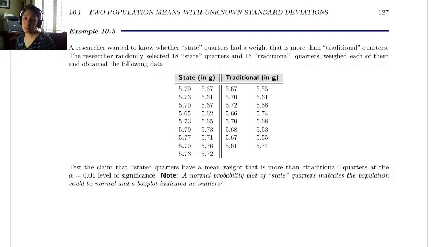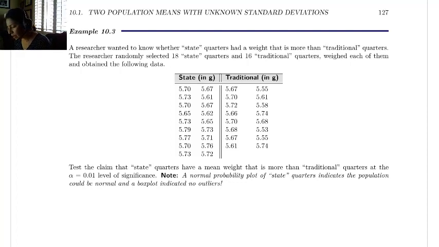Okay, so in this example with hypothesis testing about a mean with two independent samples, we're now going to do the one with given raw data. And so we're going to discuss the state and traditional quarters. I know how much you love those quarter problems.